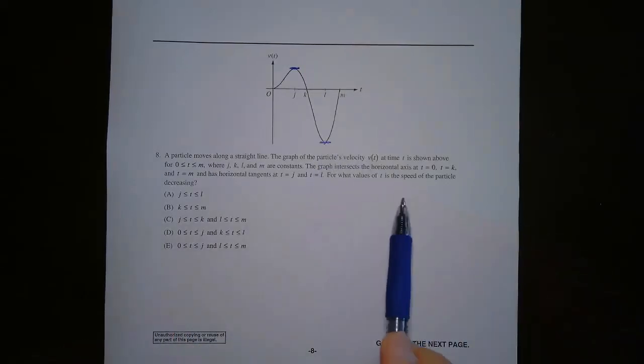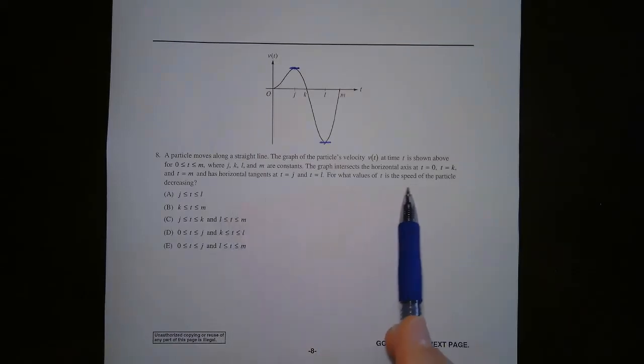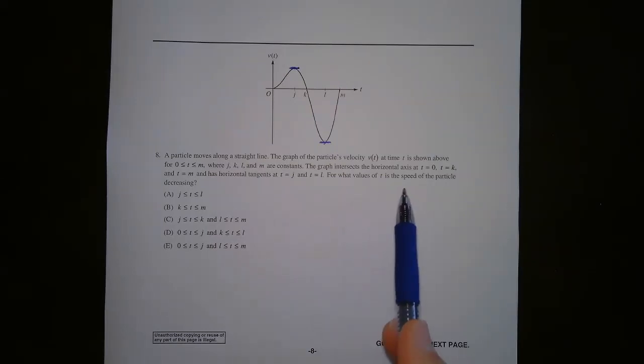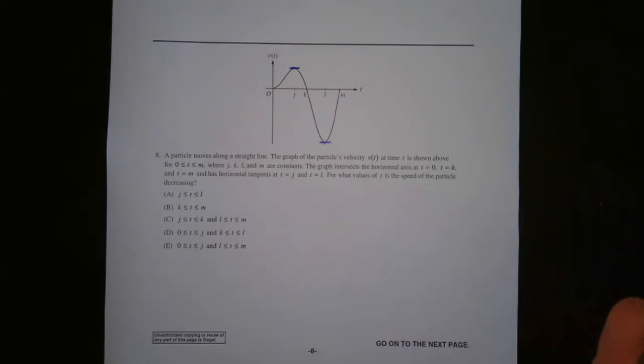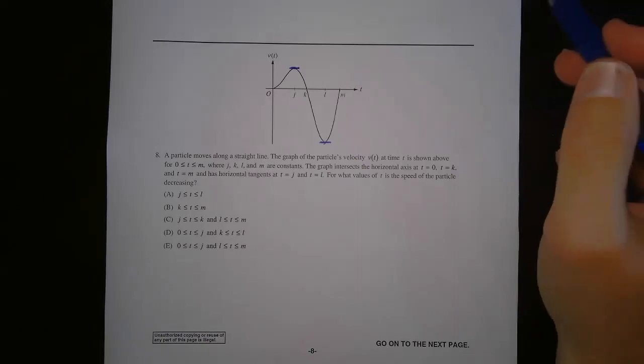For what values of t is the speed of the particle decreasing? Speed of the particle decreasing means slowing down. So, right, doesn't that make sense? If the speed is decreasing, you're slowing down. So remember, how do you know when you're slowing down? It's when the velocity and the acceleration have different signs. So velocity and acceleration have different signs. So we're looking at velocity, so let's talk about the sign for velocity first.